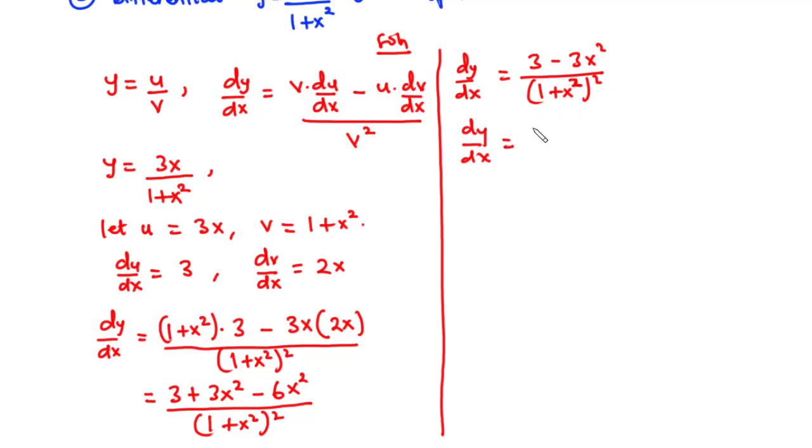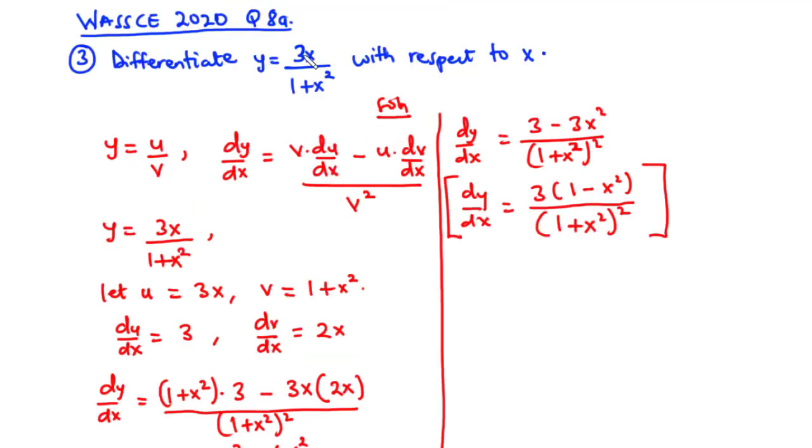We can factor out 3 so that we have 1 minus x squared inside the bracket, divided by 1 plus x squared, all squared. So this is our final answer. We've been able to differentiate y with respect to x.